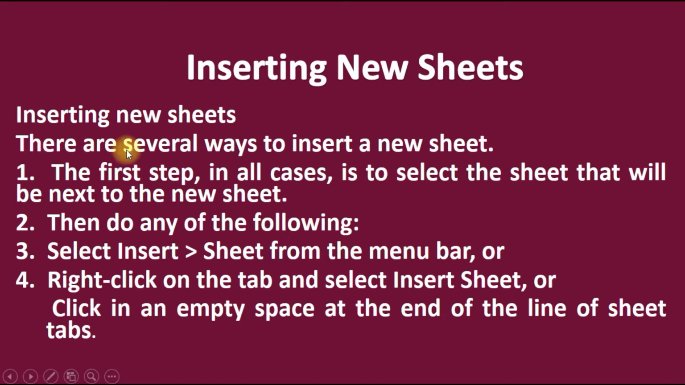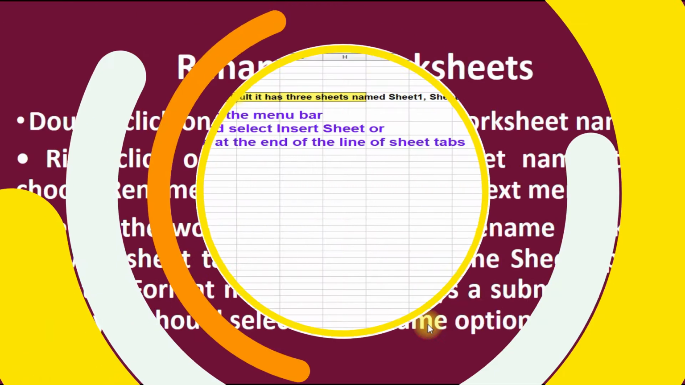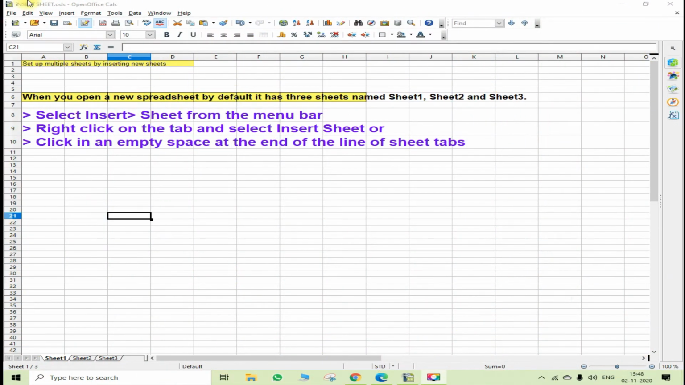There are several ways to insert a new sheet. The first step in all cases is to select the sheet that will be next to the new sheet. Okay? Then do any one of the following. Either you can select Insert Sheet from the menu bar, or you can right click on the tab and select Insert Sheet, or click in an empty space at the end of the line of sheet tabs. Okay? So let's see the next practical work.